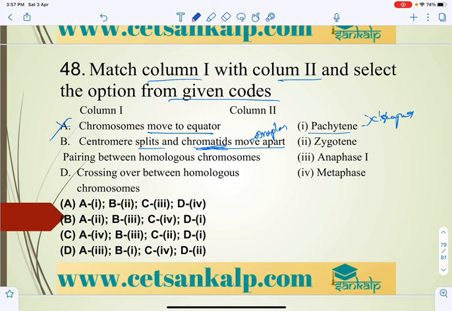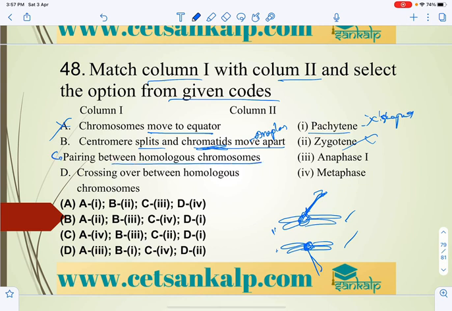Here there is no centromere splitting, sorry. The centromere is not necessarily split, and they directly move with respect to their respective centromere. There are 2 centromeres in homologous chromosomes, and these complete chromosomes are going to move towards the opposite pole. So this is also wrong. And C option, pairing between homologous chromosomes, takes place in zygotene.